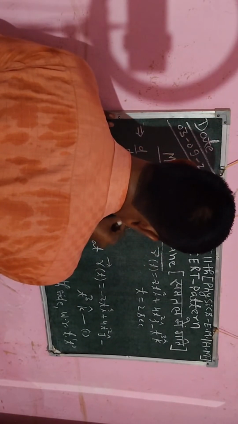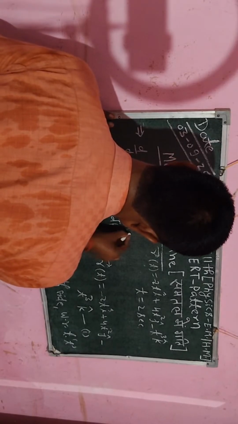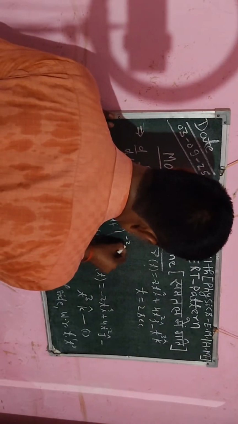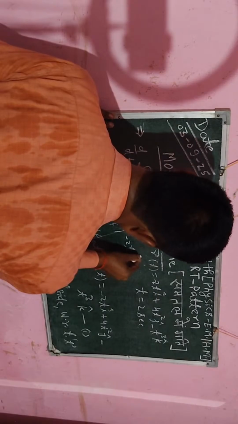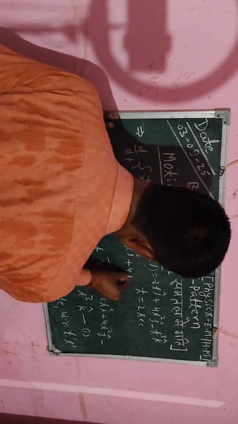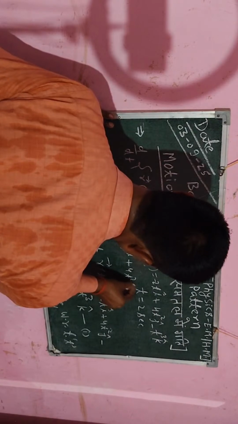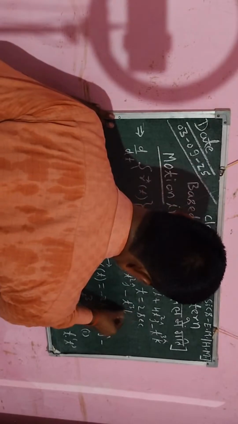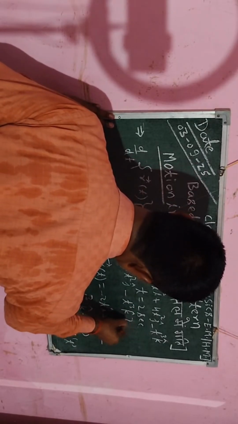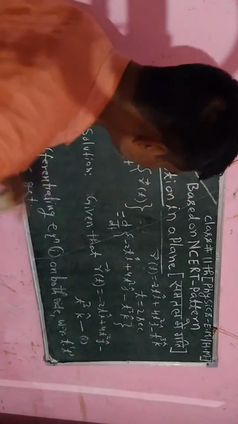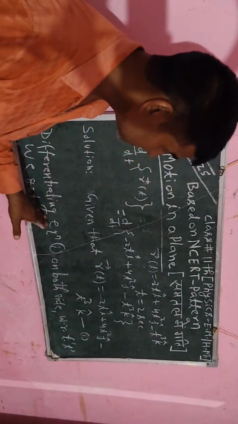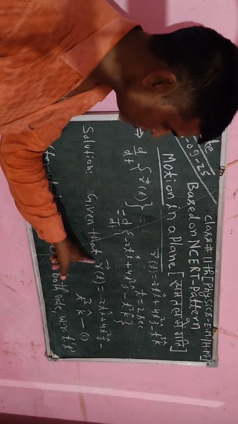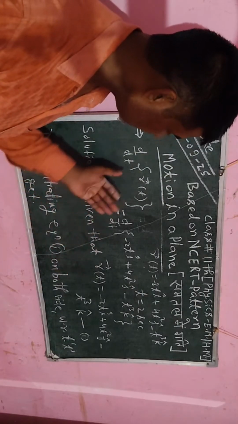It means I will write d/dt, and then in the curly bracket I will write −2t vector i cap plus 4t² vector j cap, and then I will write here minus t³ vector k cap, and I will write in the curly bracket. So this statement I have applied in equation number 1, and then I have got this value.